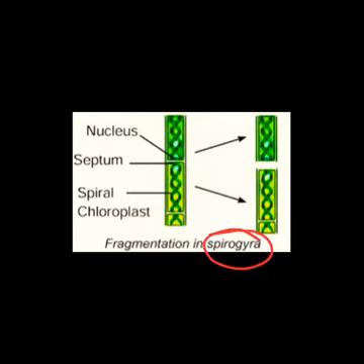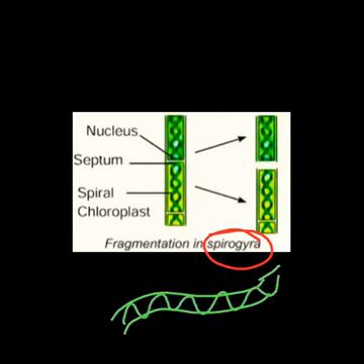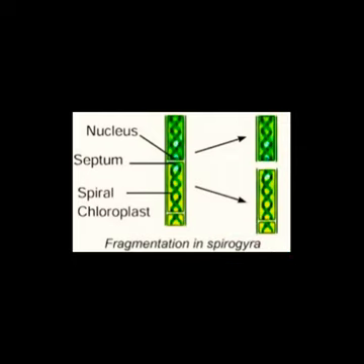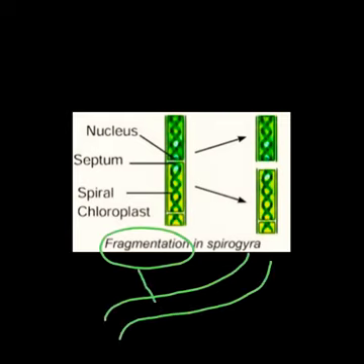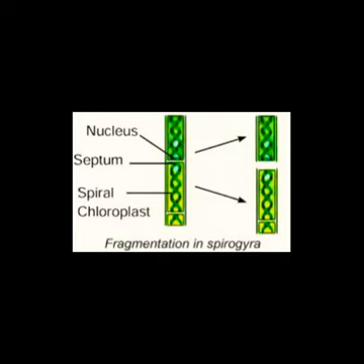Spirogyra, ये plants कैसे होते हैं? They are filamentous. ऐसे filaments होते हैं उनके, right? And they have spirally arranged chloroplast. We know everything about the Spirogyra, right? Now, what is fragmentation? In this kind of reproduction, the organism's body divides into pieces. It gets cut into pieces and it happens intentionally.